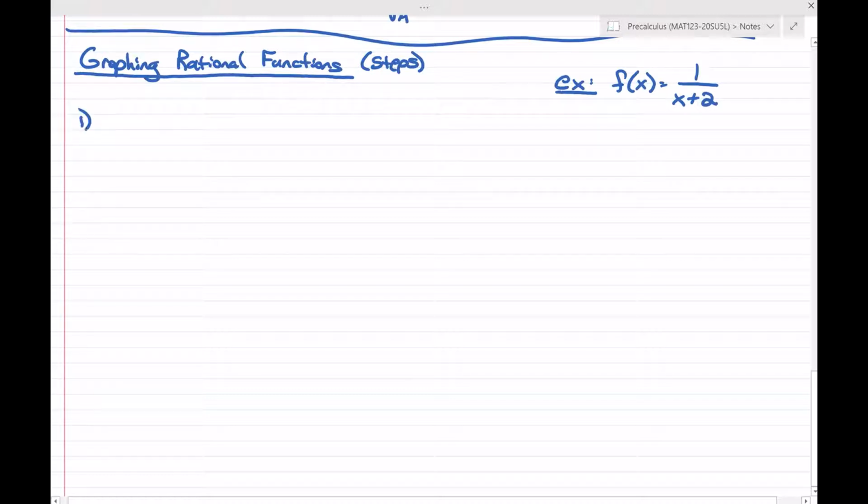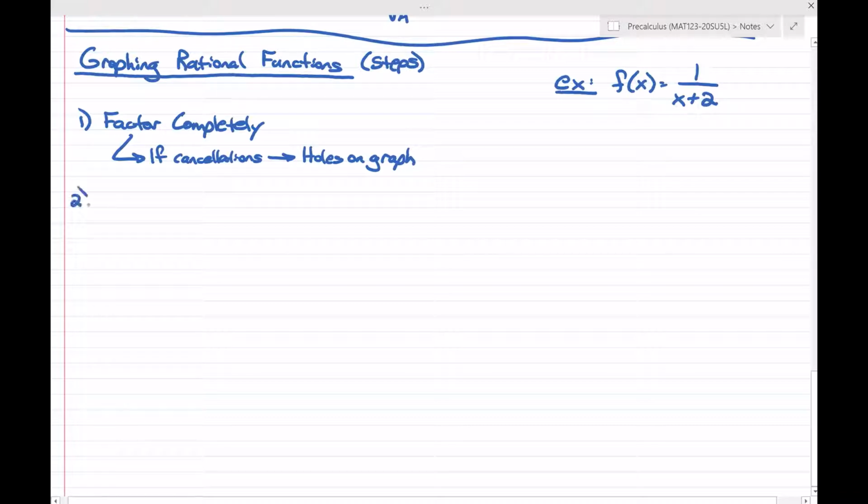First step we're going to do is factor completely. Sometimes when we factor, if we get cancellations, that's going to look like holes on the graph. So there's nothing to factor here, so we'll go to step 2.